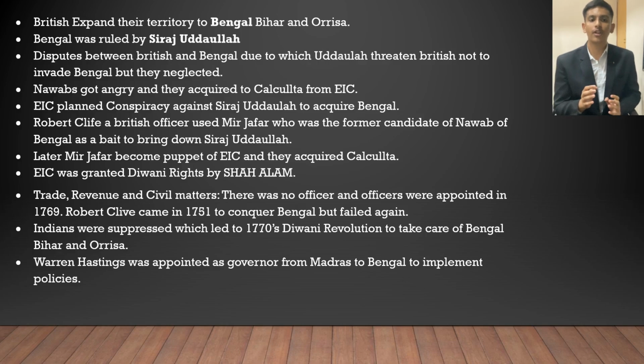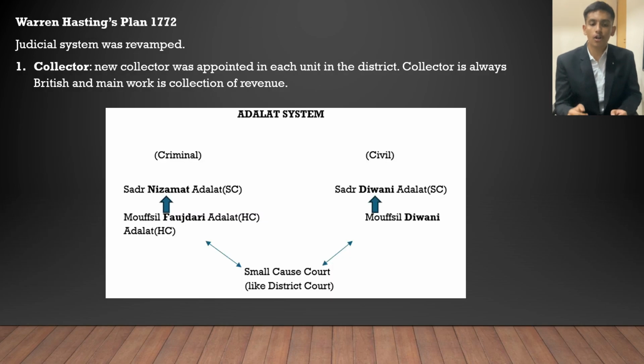In 1751, Robert Clive came again to capture Bengal, but he drastically failed, and Indians were suppressed, which led to the 1770s Diwani revolution. Indians were suppressed and the British acquired all of the colonies. After this, Warren Hastings was appointed as governor from Madras and used to implement policies in Bengal. So he was sitting at Madras but implementing policies in Bengal. He introduced the Warren Hastings plan in 1772.